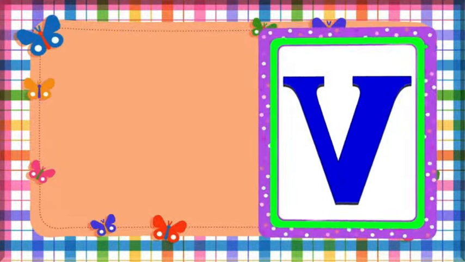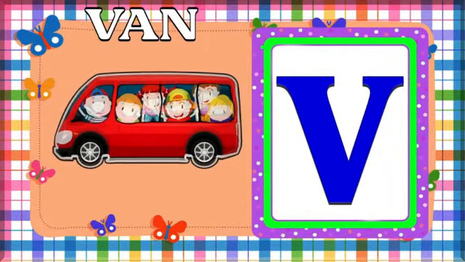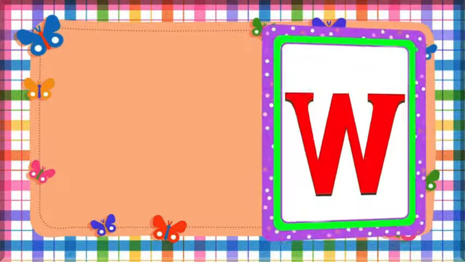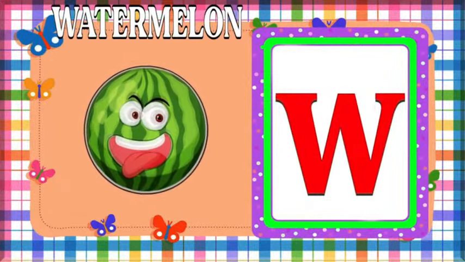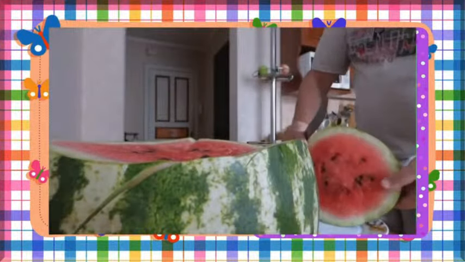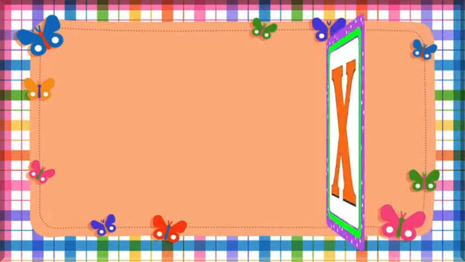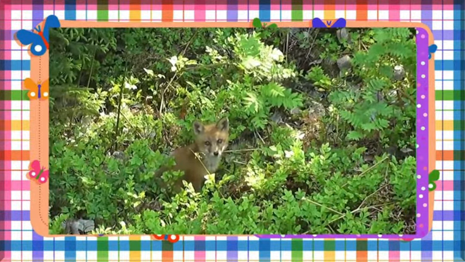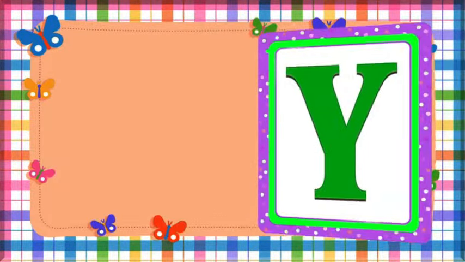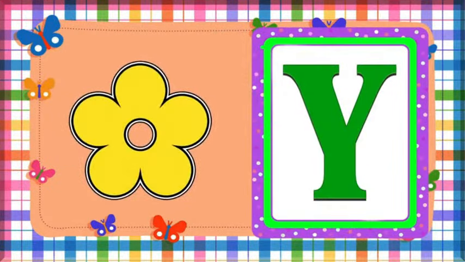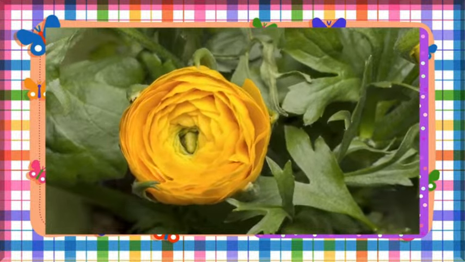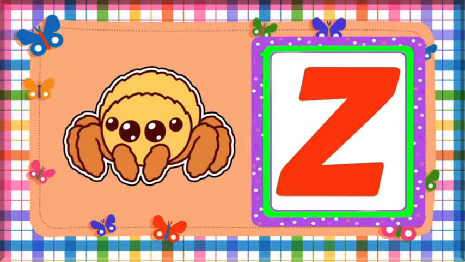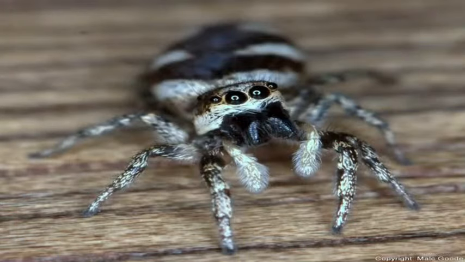V. V is for van. Van. W. W is for watermelon. Watermelon. X. X is for fox. Fox. Y. Y is for yellow flower. Yellow flower. Z. Z is for zebra spider. Zebra spider.